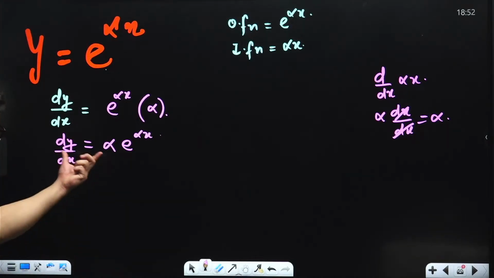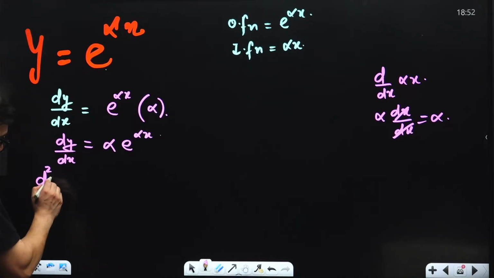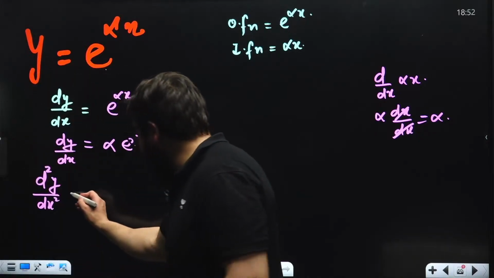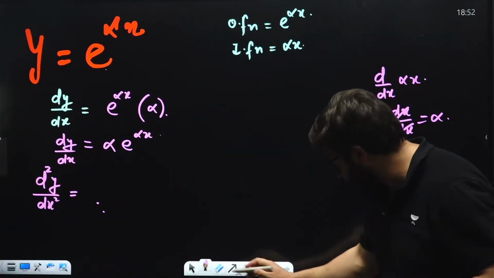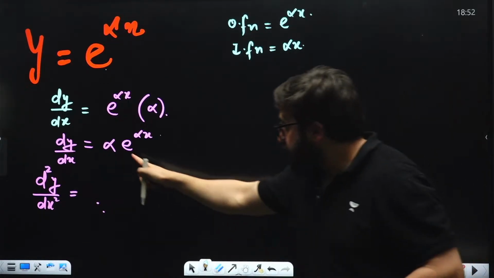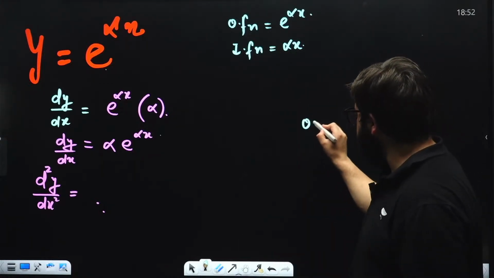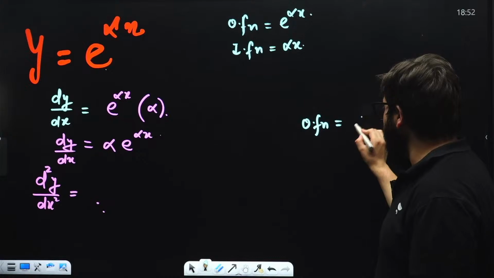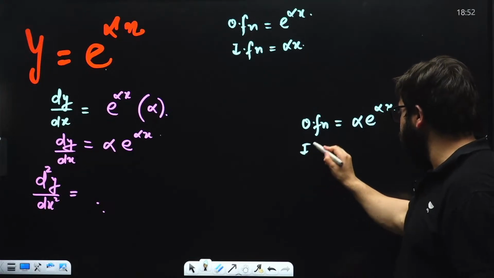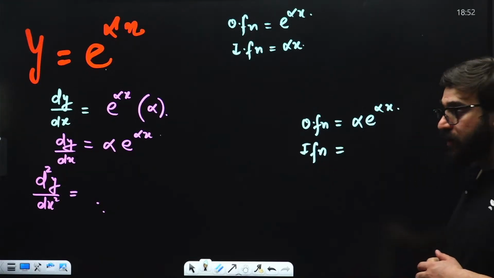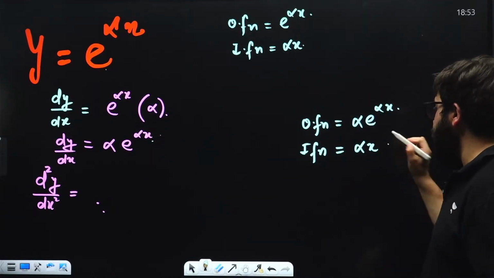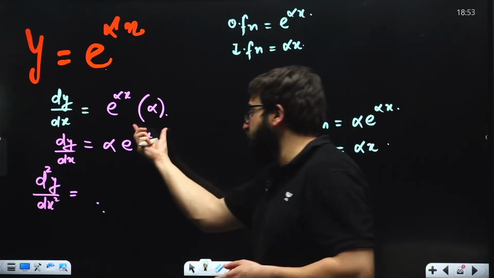Now, if I want you guys to re-differentiate it, that is d2y divided by dx2. Again, we have to use the chain rule over here. When it comes to this, the outer function in this case is alpha e raised to the power alpha x, and the inner function in this case is alpha into x.